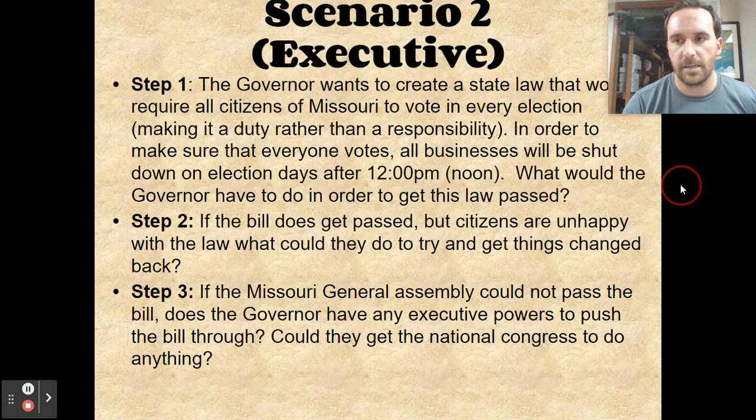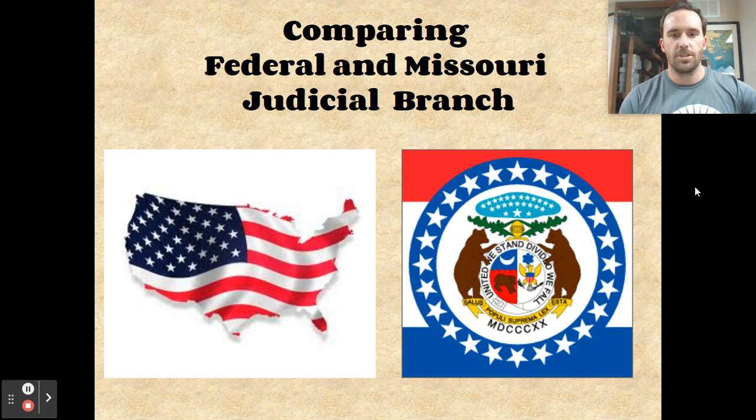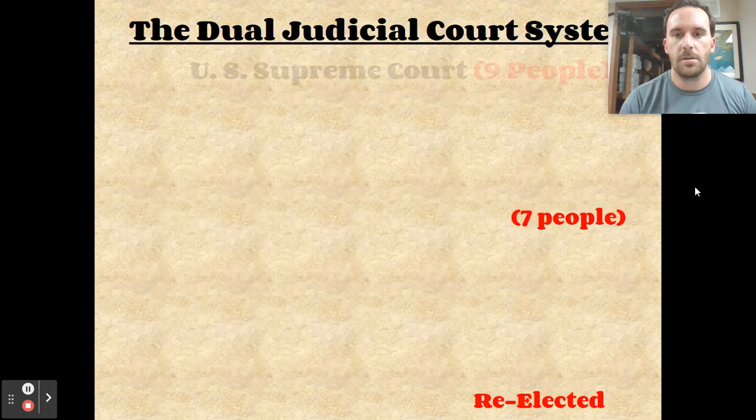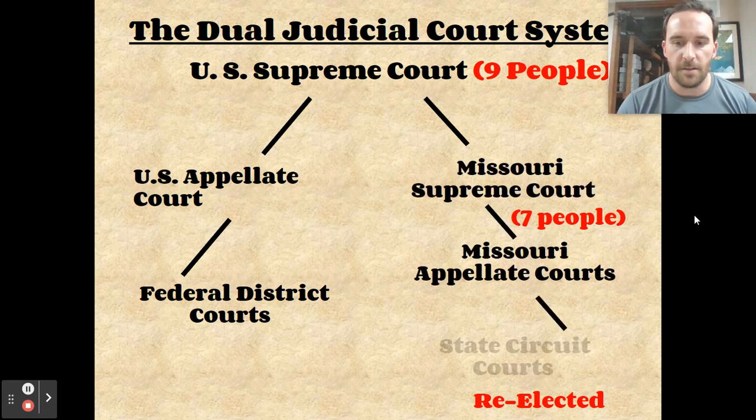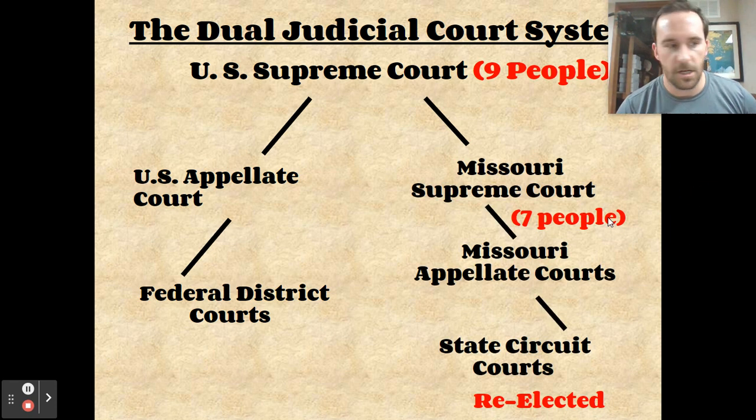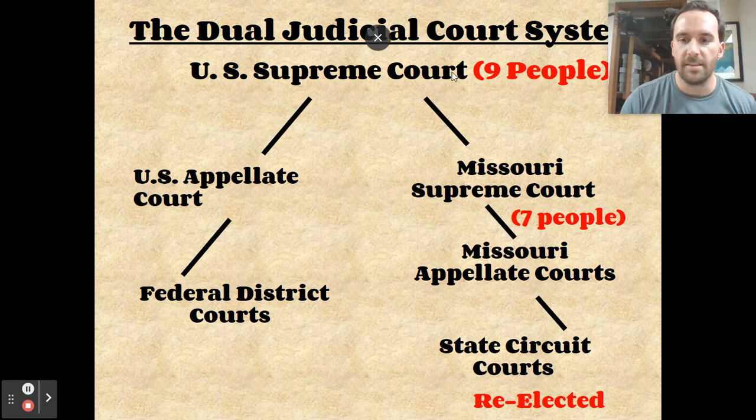All right, let's give them the second scenario. Moving on to our last branch, the judicial branch. We've seen this graph before, so I'm not going to spend too much time on it. You shouldn't spend too much time on it either because, again, you already have it in this notes packet somewhere. The important thing that we're adding here is the fact that the U.S. Supreme Court has 9 people on it. The Missouri Supreme Court has 7 people on it.